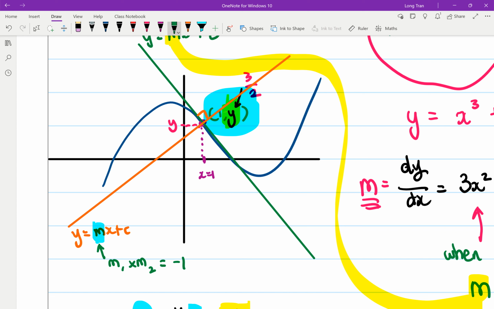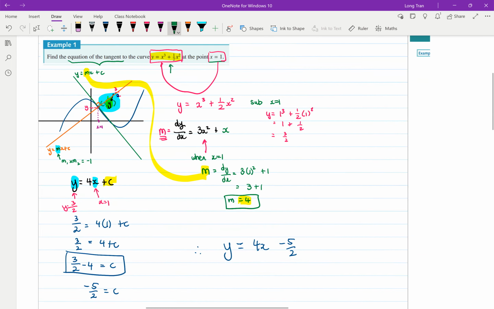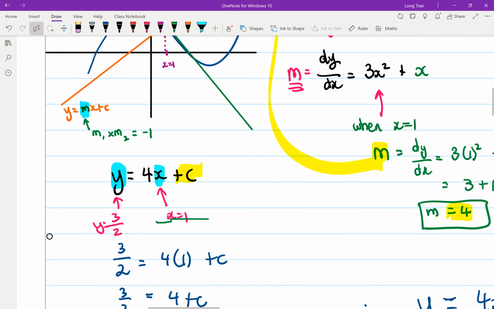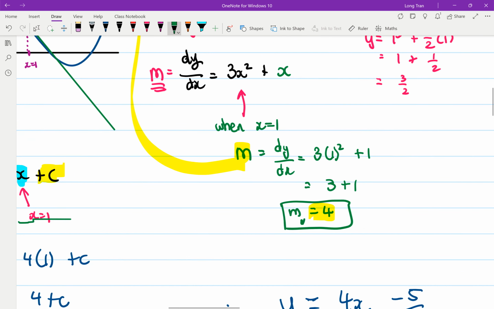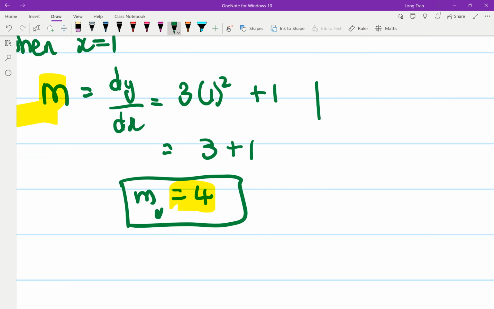Yeah? We can use one of the gradients. If you want to find a normal to it, we know that if you multiply the gradient of this line and the gradient of the other line and they're perpendicular, it should equal -1. Okay, so using that property, since I'm going to call this m1 over here, if this is m1, then I can find m2.